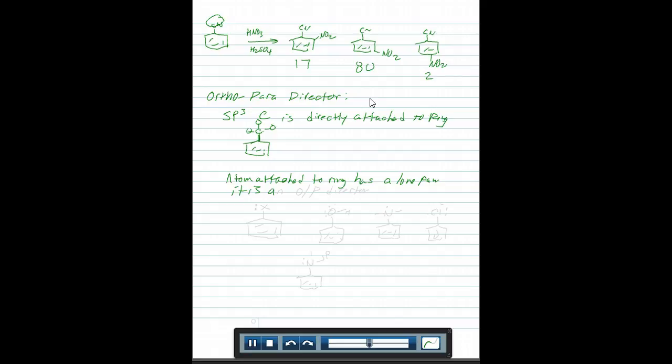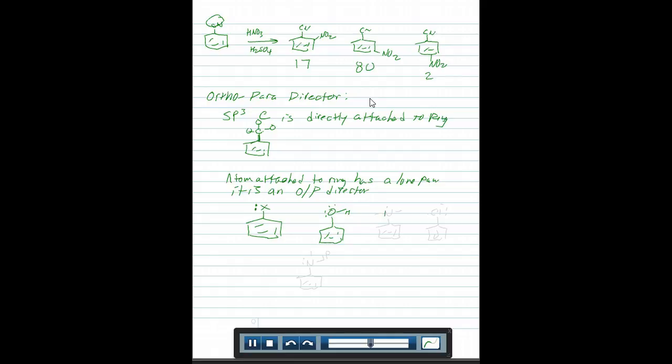It is an ortho-para director. Okay, I'll give you a generic example. So you have an aromatic ring, you have whatever X is, and it has at least one lone pair. All right, so like the OH example I gave you. All right, phenol. Well, there are two lone pairs.